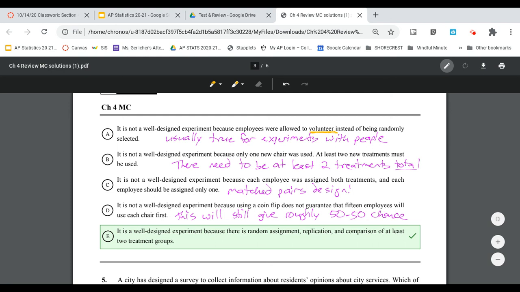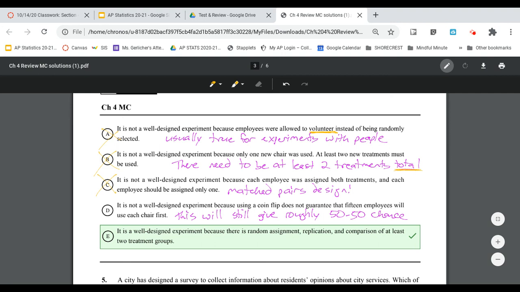It says at least 2 new treatments. It needs to be at least 2 treatments total. They don't have to both be new things. It could be the old chair and the new chair. That's plenty to compare. So, each employee should be assigned only one. That's not true. In a matched pairs design like this one, each employee got both treatments.